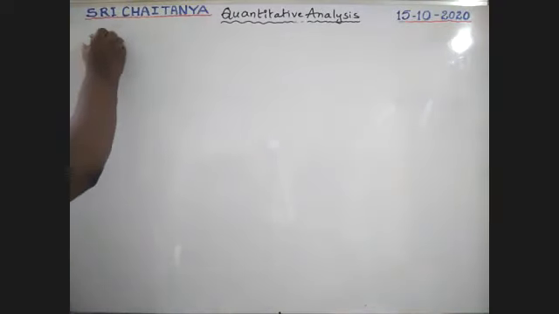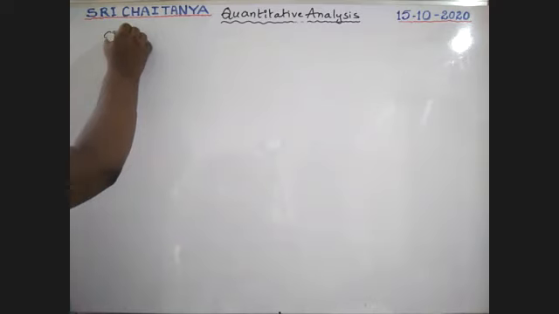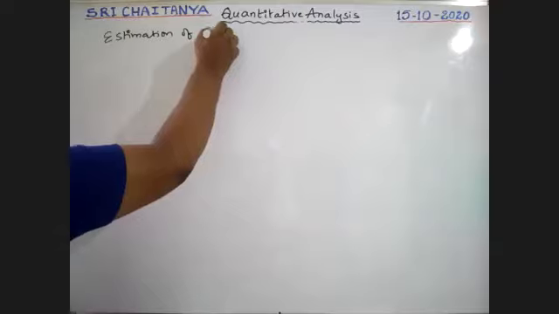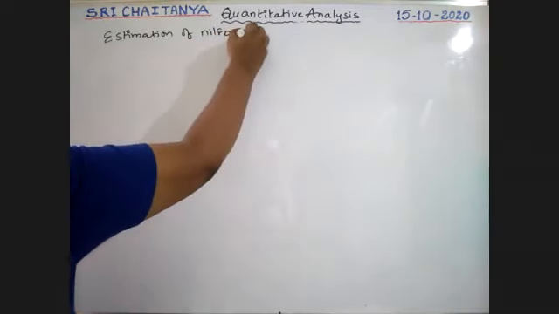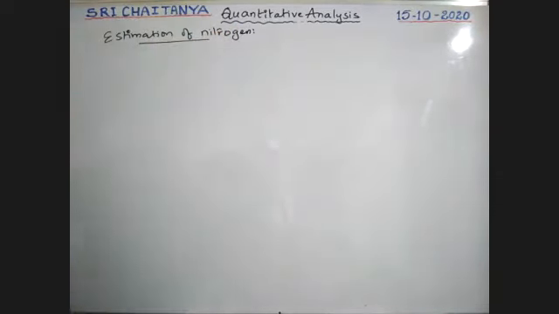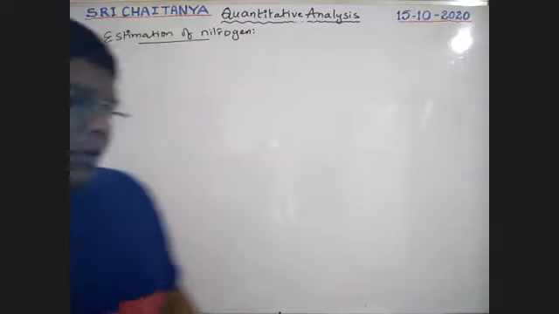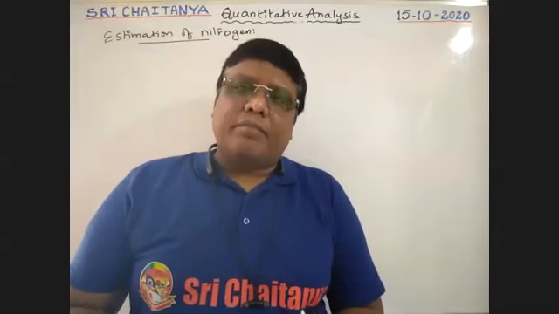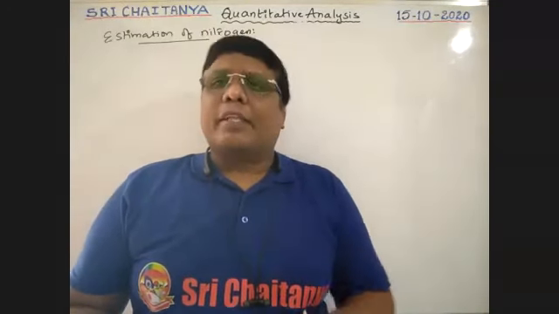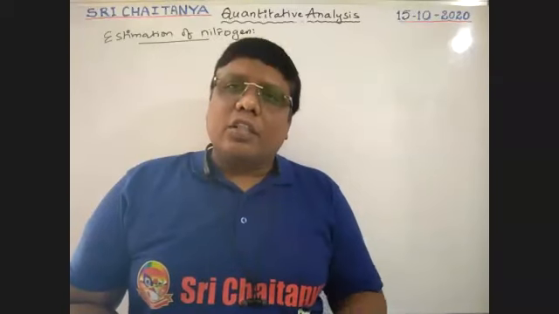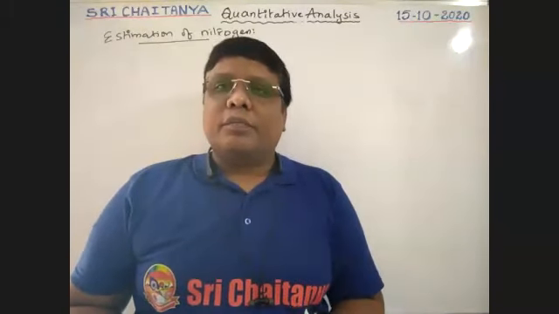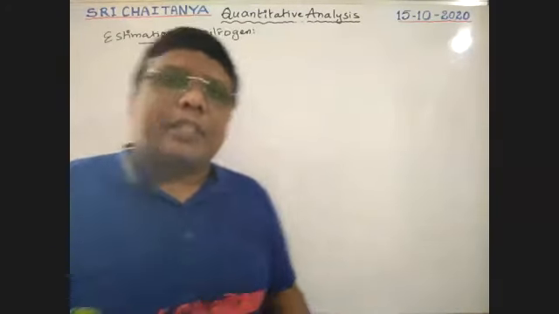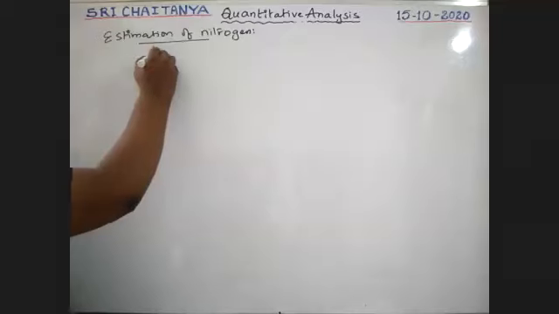Okay, next one. It is very, very important. It is estimation of nitrogen. Boys, nitrogen is estimated by two methods. One is Dumas method and the other one is Kjeldahl's method. That is very, very important. First of all, we are taking Dumas method and then second Kjeldahl's method.